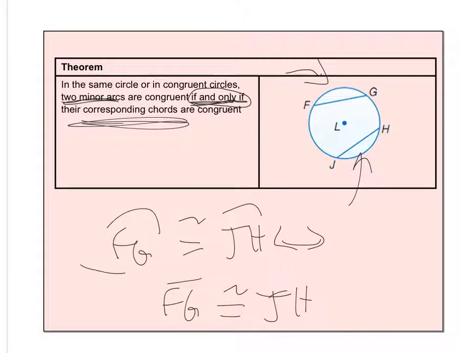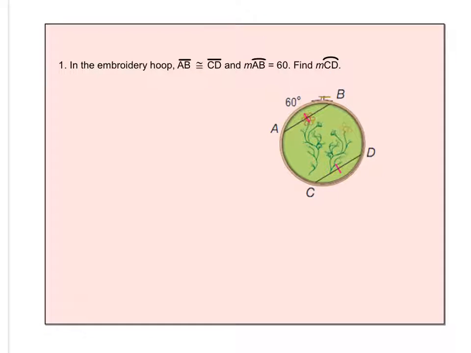Okay? So if I can say the arcs are congruent, then the chords are congruent. Likewise, flip that around. If I can say that the chords are congruent, then I can say the arcs are congruent as well. So basically, if I can say these two are congruent, then these two are congruent. Likewise, flip that around. If the two chords are congruent, then the arcs are also going to be congruent.